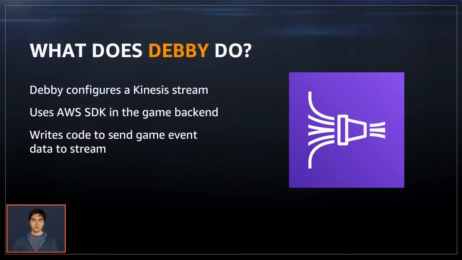So now that Debbie knows what service she wants to use, how does she actually implement this? Well, what she does is Debbie configures a Kinesis stream by using the AWS SDK in the game backend or in the game client, and then writes some simple code to send game event data to that stream. And we'll actually show an example of that later on.